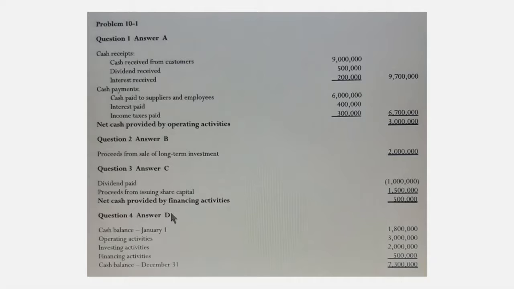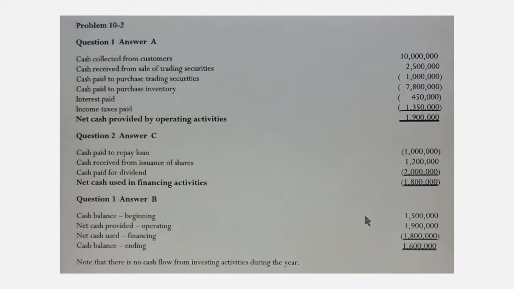That's cash provided. So to get the cash balance on December 31, just sum up the items from operating, investing, and financing, and also the beginning balance. So your answer would be 7,300,000.